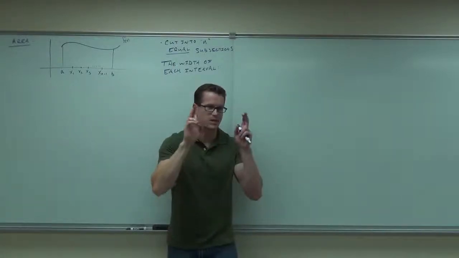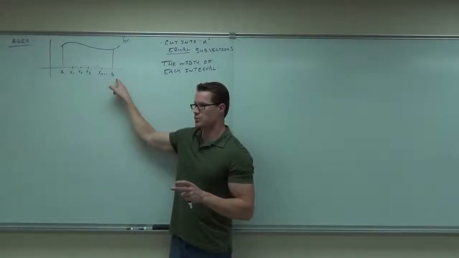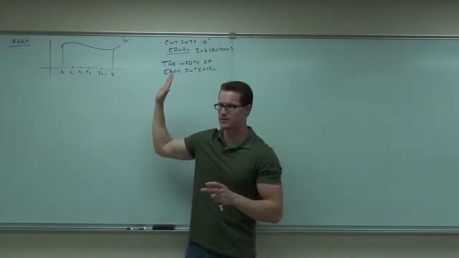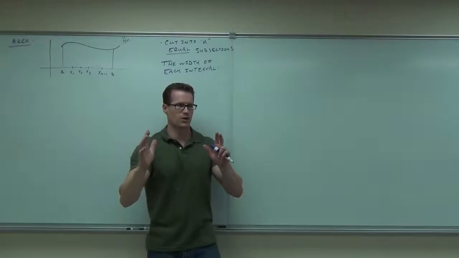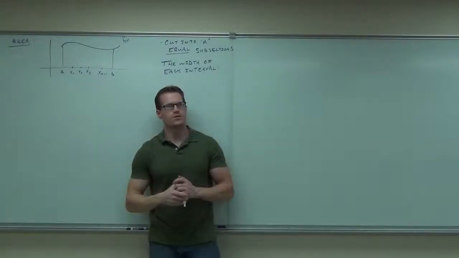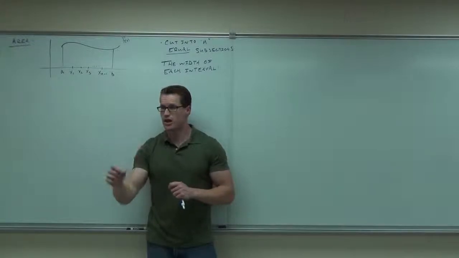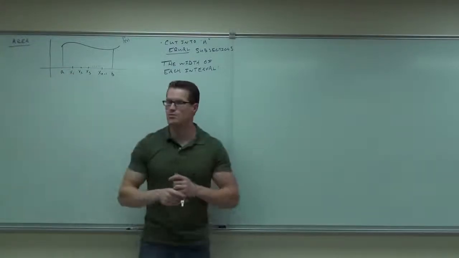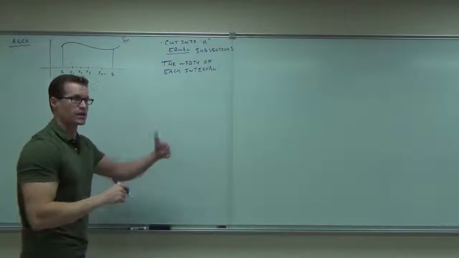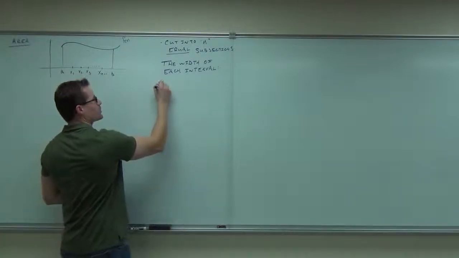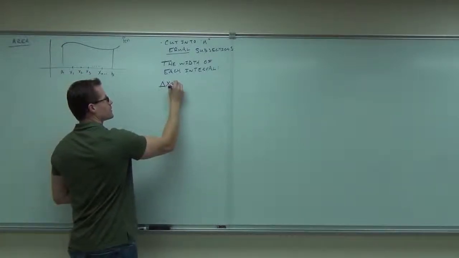The last cut would be at b. That's where it would be, and there's nothing past that. So that would be the ending of our area. Did you follow? Now, the width of each little interval, we're going to call that delta x. Like change in x, delta x would be the change from a to x sub 1, or x sub 1 to x sub 2. So we'll call the width delta x.